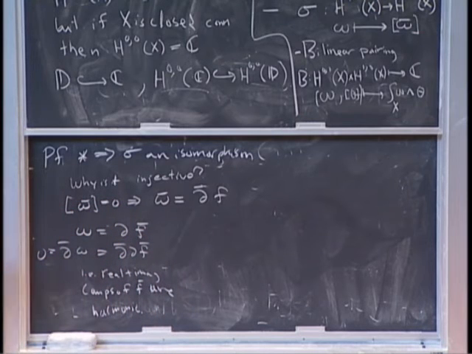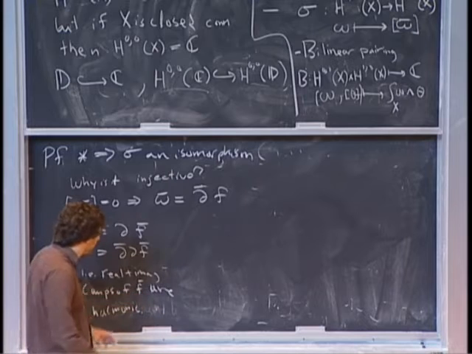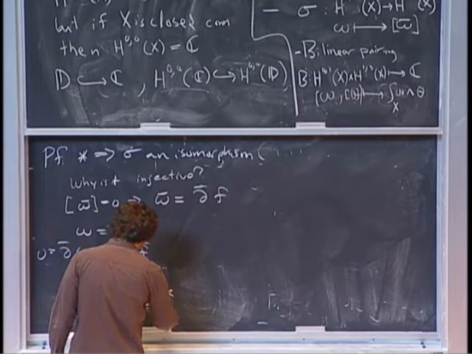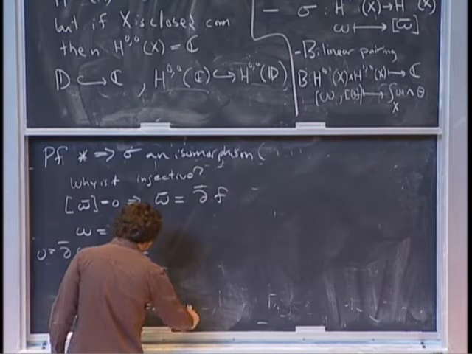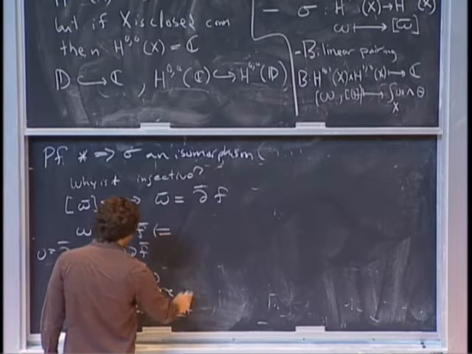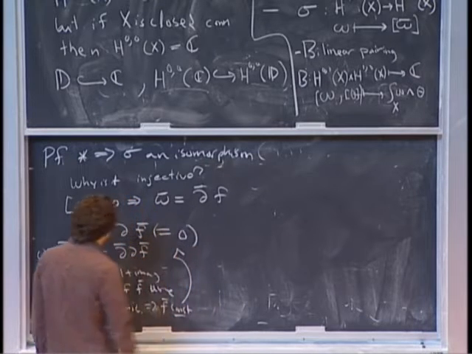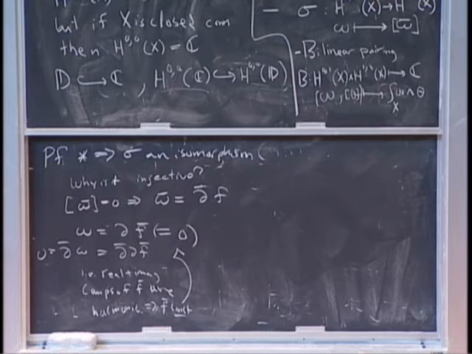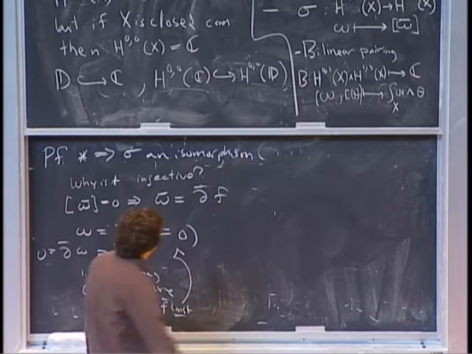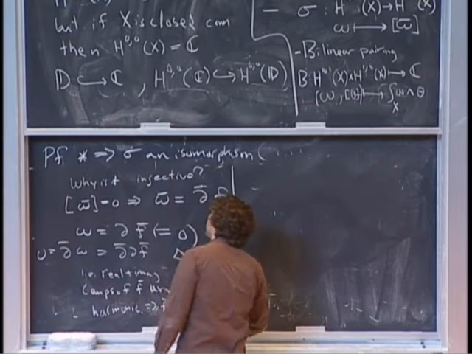There are no non-constant harmonic functions on a closed surface, and so this implies f bar is constant. So this is equal to 0, which is what we want to show for injective. Okay, so the next thing to show is that it's surjective.